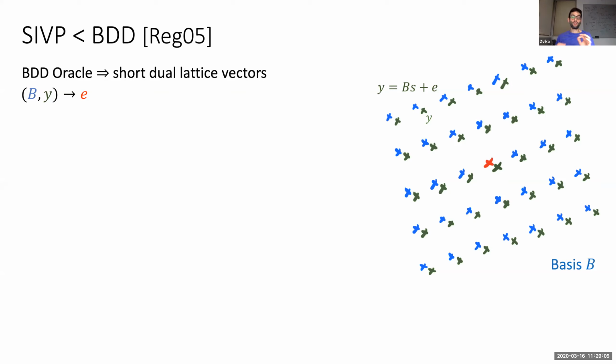I should say that this reduction is also sort of lattice preserving. So I'm giving you a BDD oracle for a given lattice, and you're going to get short vectors in the dual of this specific lattice. So this is also a nice feature here. You don't need to solve BDD on all lattices in the world.